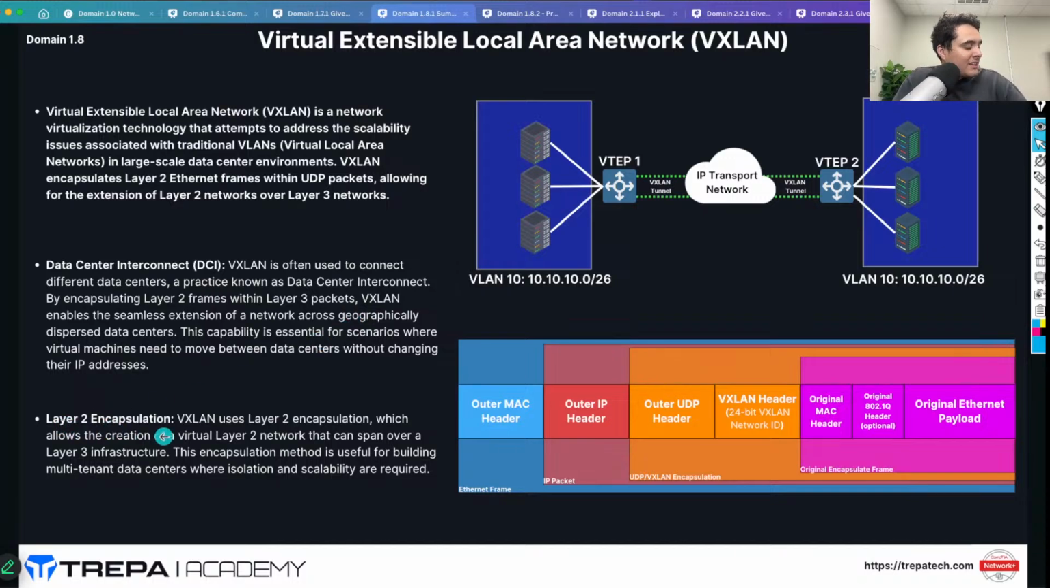VXLAN uses layer 2 encapsulation, which allows the creation of a virtual layer 2 network that can span over a layer 3 infrastructure. Real talk, people, like real human talk. Data center in New York, data center in Phoenix, they think they're on the same LAN. It's great. And you get a lot of capability from that.